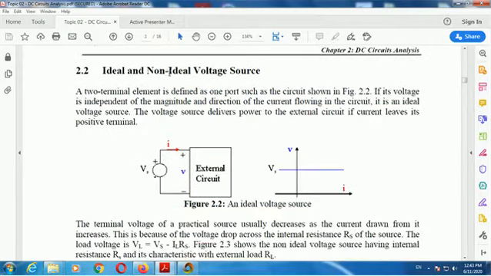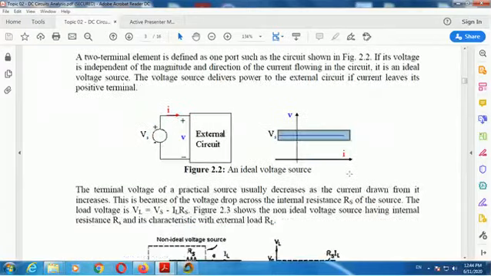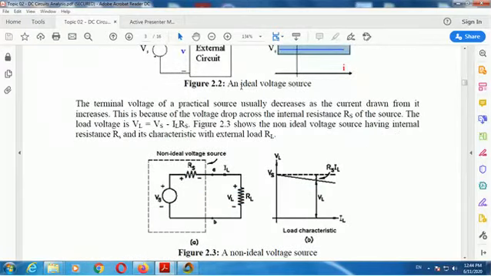Next we go to ideal and non-ideal voltage sources. Ideal means perfect, no loss. Non-ideal is not the perfect one. Now we study the voltage source. The ideal one has no impedance or resistance, so the voltage Vs can provide constant voltage without drop. For the non-ideal one, we have a series resistance, which causes a small drop.